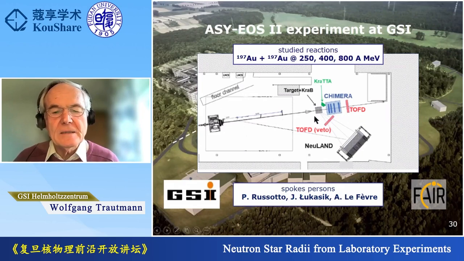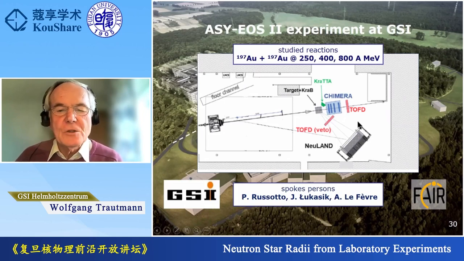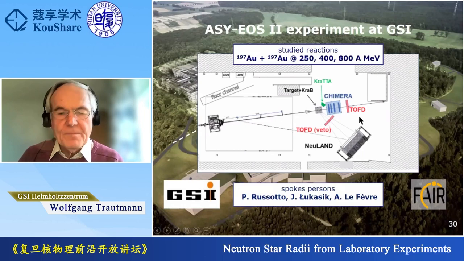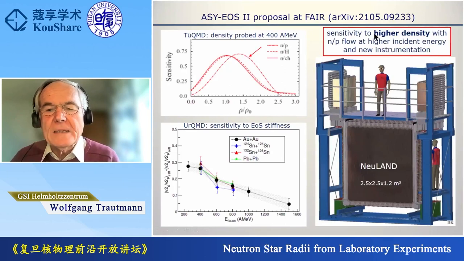So again, a target here, and then instead of LAND, NeuLAND, the new neutron detector presently being built at GSI, and Chimera, which I have shown to you, and the forward wall. The basic idea is also summarized here. The hope is to get sensitivity to higher density with the NP flow.